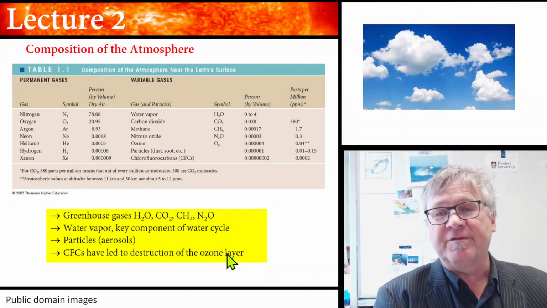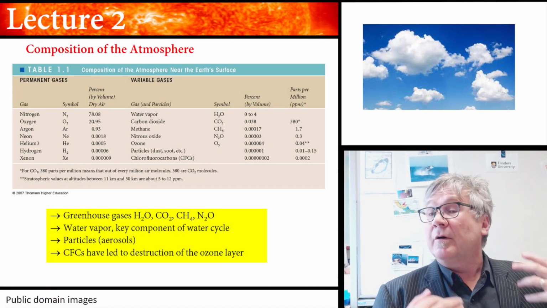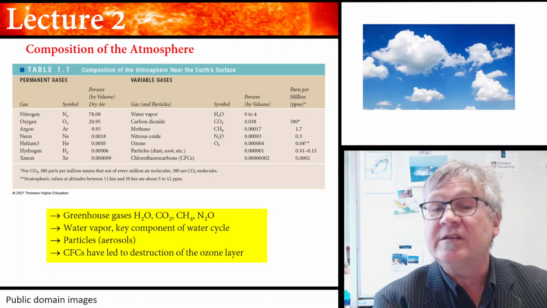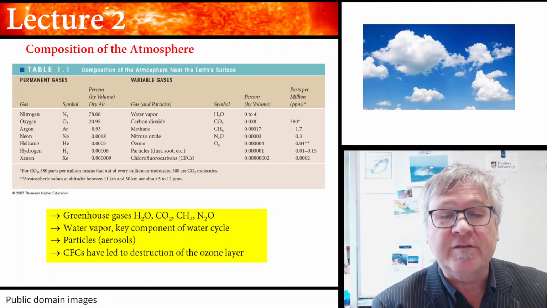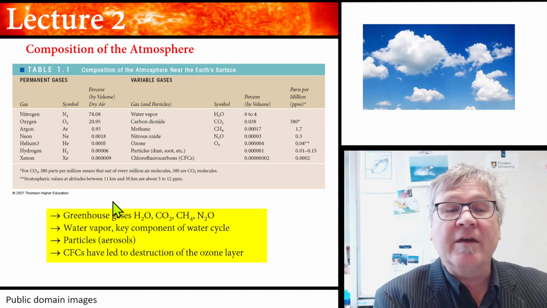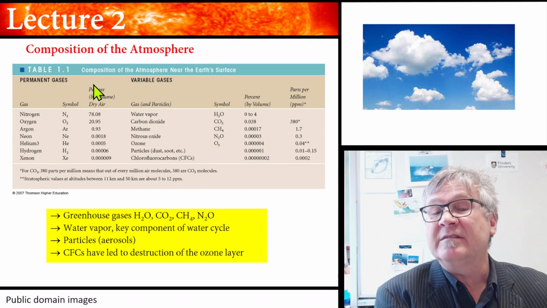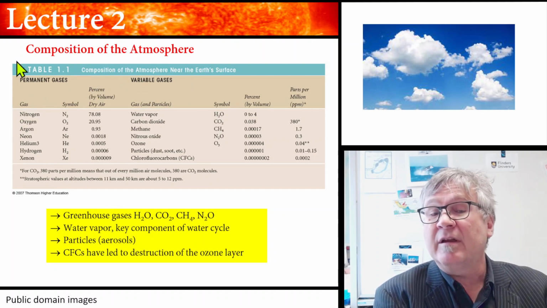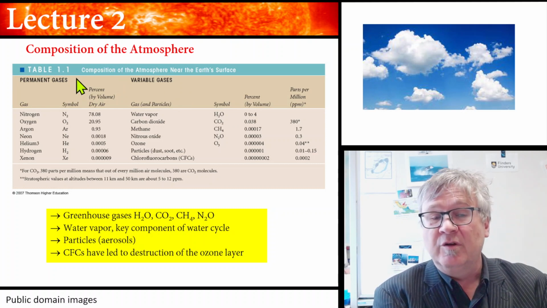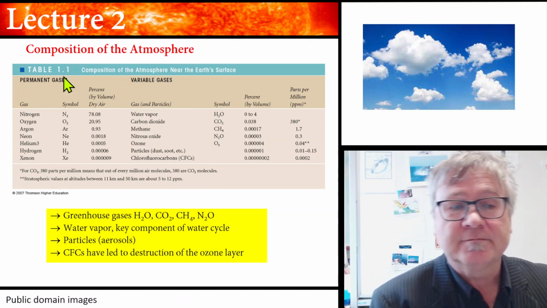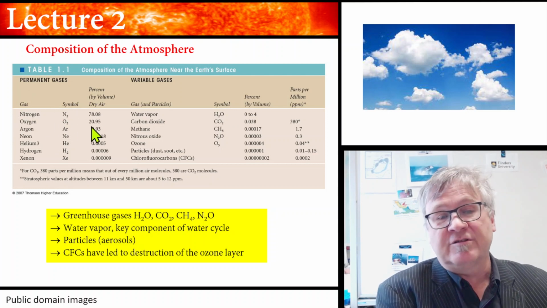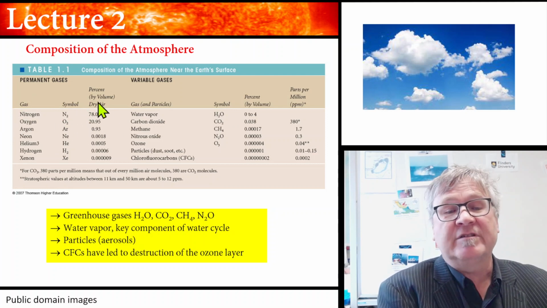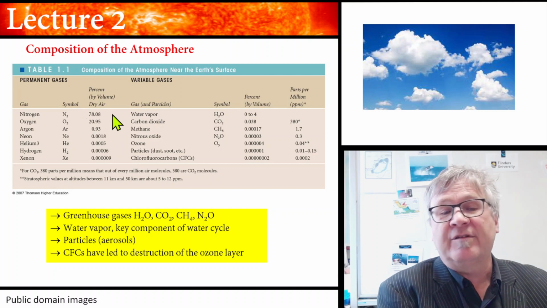Let's talk about the atmosphere. We're talking about air. Okay, what's in the air? Let's talk about the composition of the atmosphere. We have a table here, and the table lists permanent gases and variable gases. Permanent gases are gases where the contribution does not change much. The key ones are nitrogen and oxygen. Nitrogen 78%, oxygen 21%.